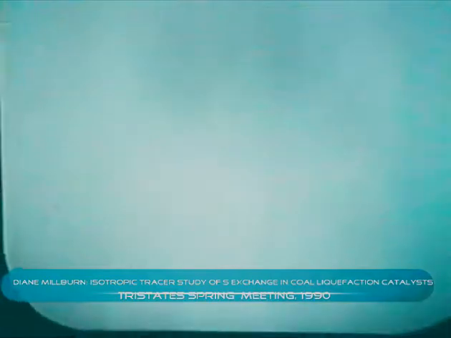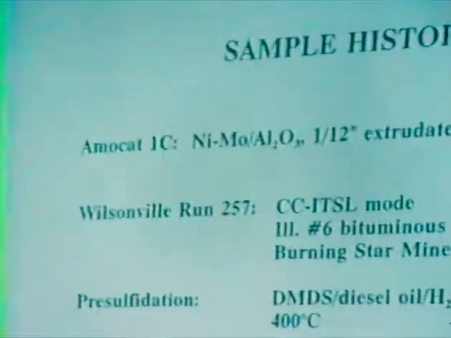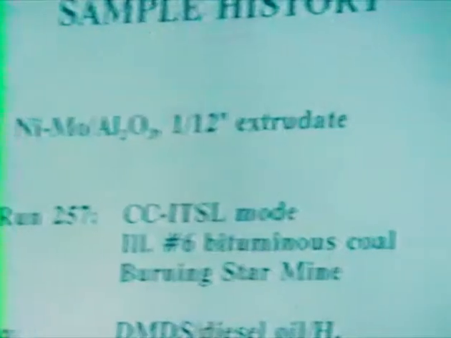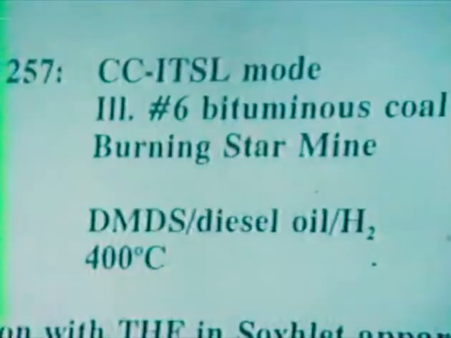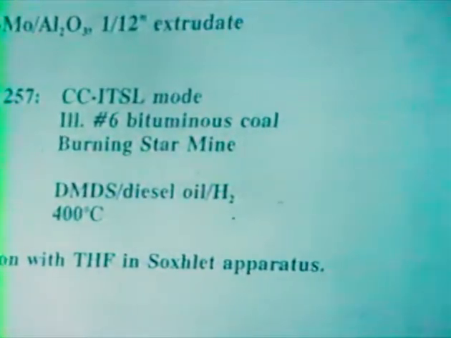The samples which I will be discussing have been obtained from the largest currently operating coal liquefaction facility in this country, which is the pilot plant at Wilsonville, Alabama. It's a 6-ton per day coal processing facility. The catalyst used in this run is a nickel moly on aluminum oxide extrudate purchased from the Amoco company. The run in question is run 257, which was made with an Illinois number 6 bituminous coal from the Burning Star mine, and it was made in the so-called close-coupled integrated two-stage liquefaction process configuration.